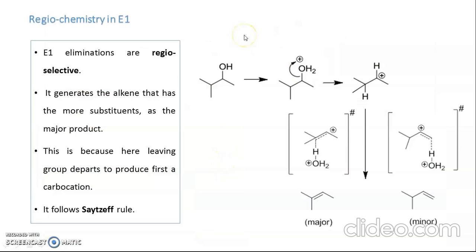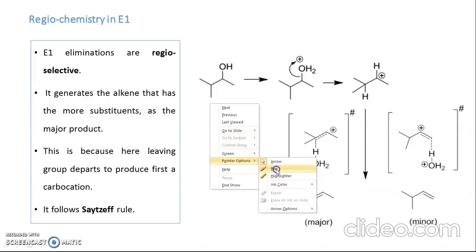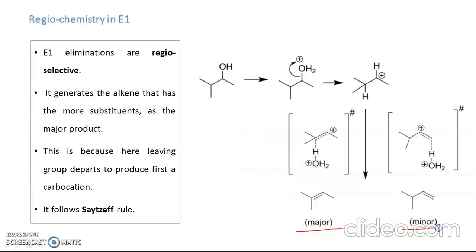Next we will see the regiochemistry in E1. So E1 elimination is regioselective. According to the definition of regioselectivity, there is a possibility of 2 products forming, but among them only 1 will be major. So it generates the alkene that has more substituents as the major product, which is clear from the products that you are seeing here. Now this is because the leaving group departs to first produce a carbocation. We know that this is our intermediate, right? This is the first transition state where the carbocation is produced. So this is our intermediate.